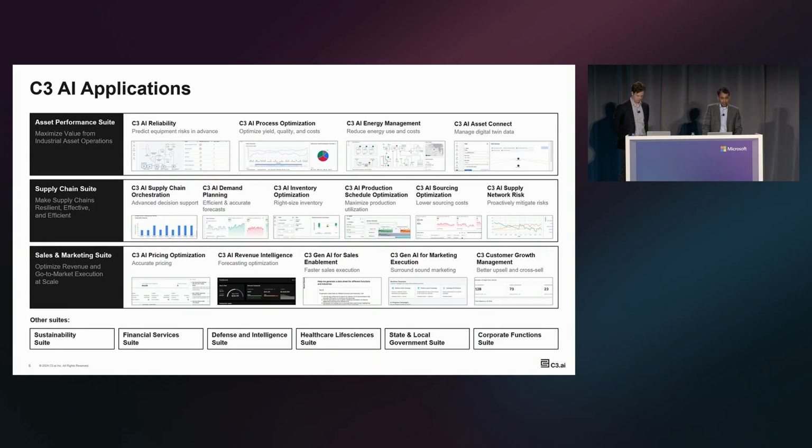And these are our applications. So we have the Asset Performance Suite, Supply Chain Suite, Sales and Marketing Suite. Those are probably our best-selling app suites. And they're fully extensible. They're all using ontology objects. You can remix them. You can extend them. You can make them your own as an enterprise. And then we have other suites that you see below: financial services, defense and intelligence, sustainability, healthcare, et cetera.